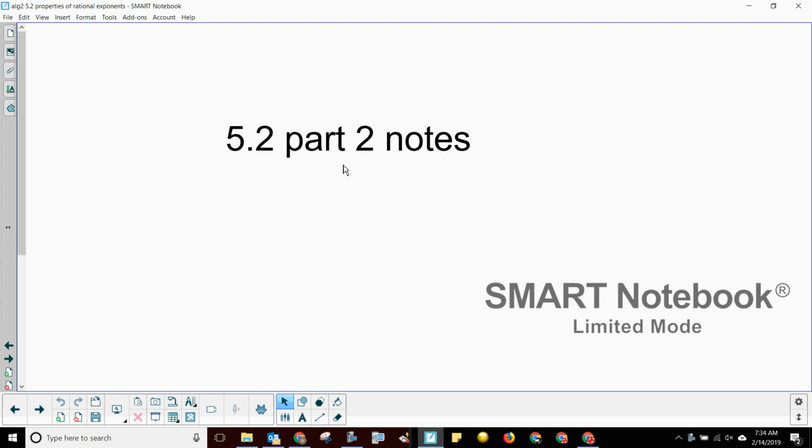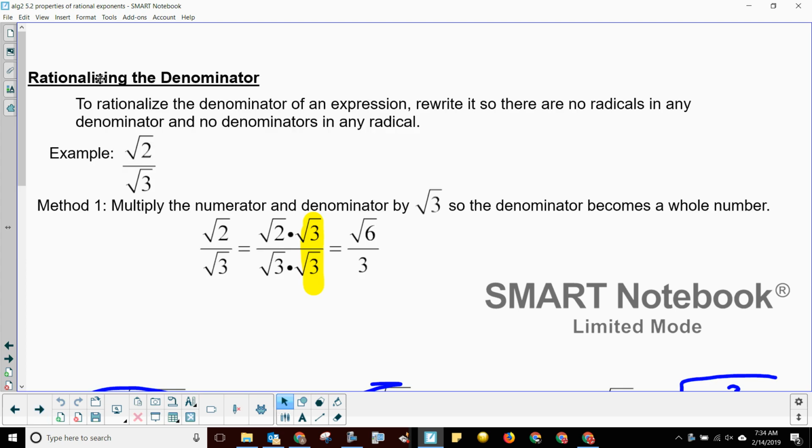Welcome to 5.2 part 2. And again, I'm sorry about this being a little bit later than I would have liked. Anyway, this is all about rationalizing the denominator. So here's the deal. We can't really have a radical in the denominator. And so what we will do is something similar to what we did with complex numbers, using the conjugate to get rid of that i on the bottom of the fraction. And we'll get to do the same thing.